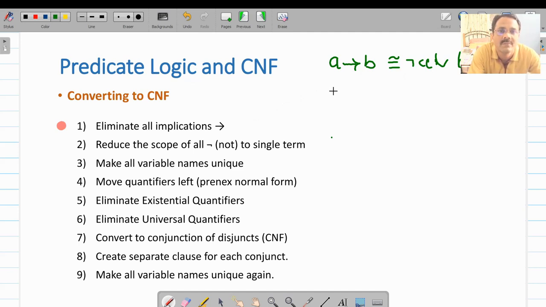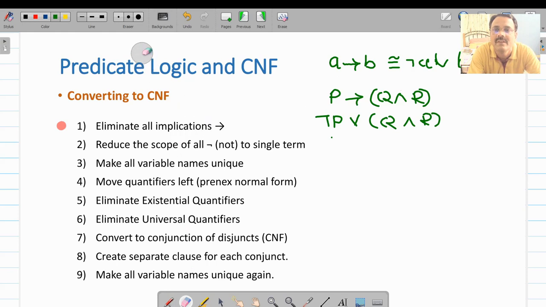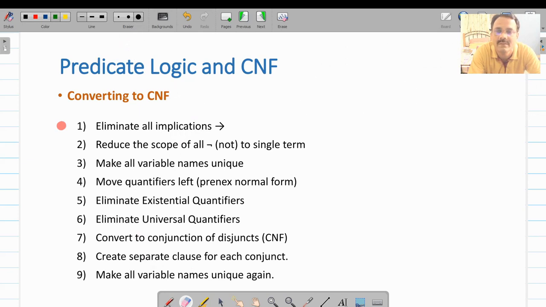Another example: suppose we have predicate P which implies Q and R. To remove this implication, I will write that as not of P, or Q and R. That's how you can remove implication by using this property.